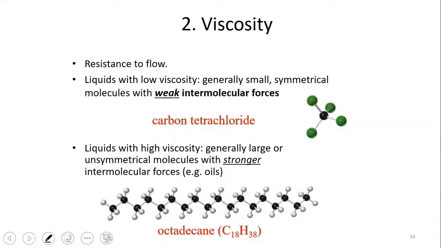So essentially, liquids that have very low viscosity, in other words, liquids that flow very easily out of a container, typically are small symmetrical molecules with weak intermolecular forces. Carbon tetrachloride is an example of a molecule that is nonpolar. It's very small, and so liquid carbon tetrachloride has very low viscosity. On the other hand, liquids with high viscosity typically are large molecules or unsymmetrical molecules that have strong intermolecular forces. I'm showing you here a molecule of octadecane.